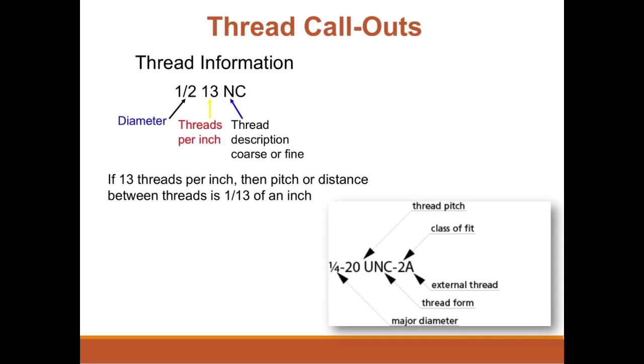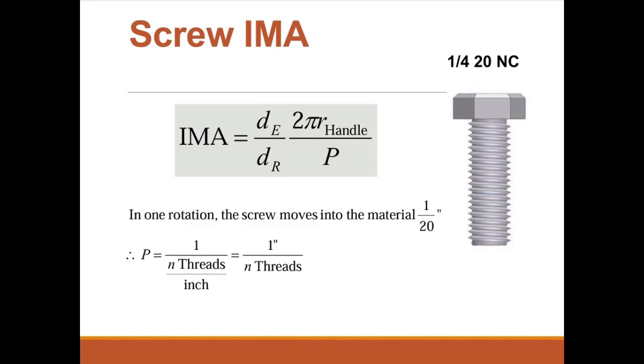So if I'm trying to find the distance between each thread, then I'm going to say it's 1/13 of an inch, or in this case it would be 1/20 of an inch. And then I could go ahead and divide out that fraction to figure out the distance between each of the threads. Or I can put it in my equation as an actual fraction, as 1/13 of an inch, or 1/20 of an inch. Looking at this screw right here, we have our information, the diameter, and then the number I'm actually looking for, the 20.